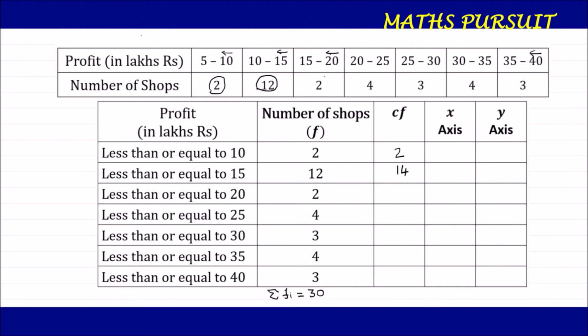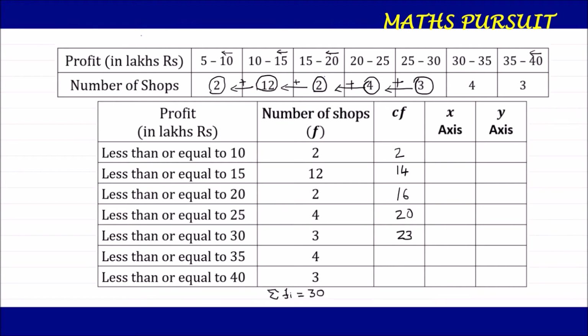Similarly, the third item is less than or equal to 20. That means all these three need to be added, because less than 20 includes all these three. So 2 plus 12 plus 2 comes to 16. Similarly, less than or equal to 25 means all these are added, including this 4, so we get 20. Less than or equal to 30 means all of these are added, including these 3, so we get 23.